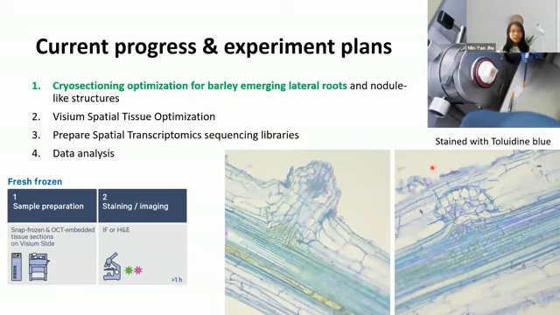Currently, we are working on optimizing the protocol for plant tissue. The spatial transcriptome has been very commonly used in animal systems, but in order to apply it to plant tissue, we need to overcome the fact that plants have cell walls, and the removal of the cell wall will be another challenge as well. So I'm currently working on optimizing the protocol for barley root tissue.